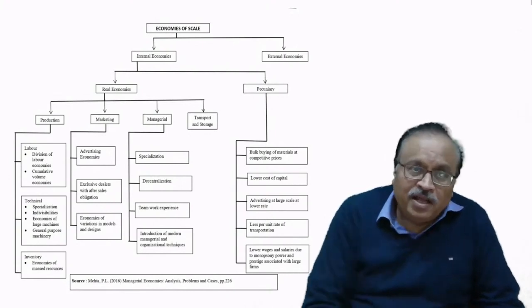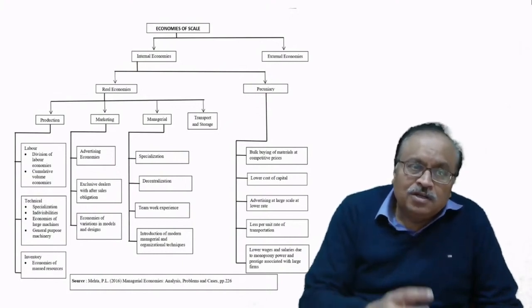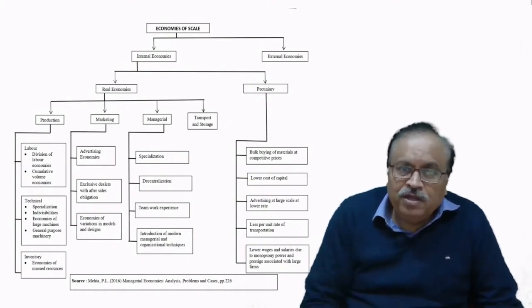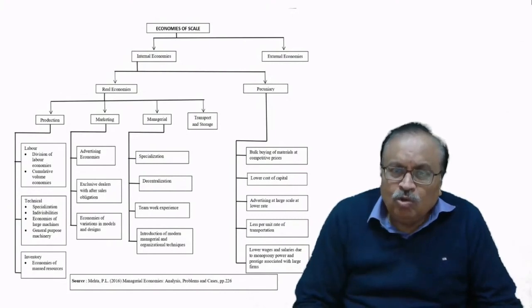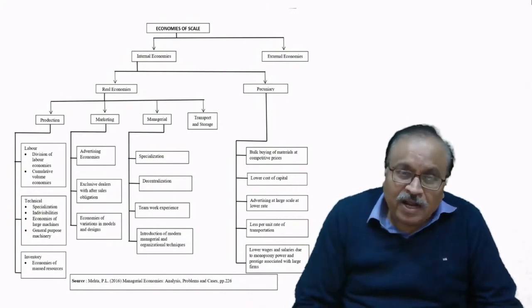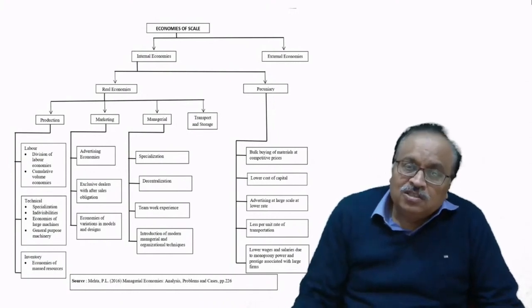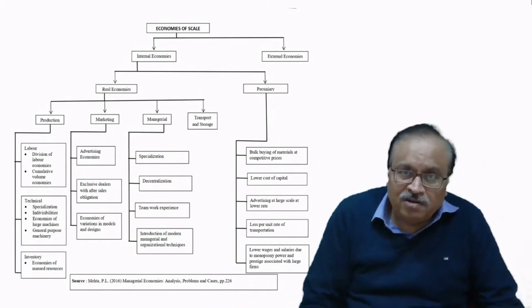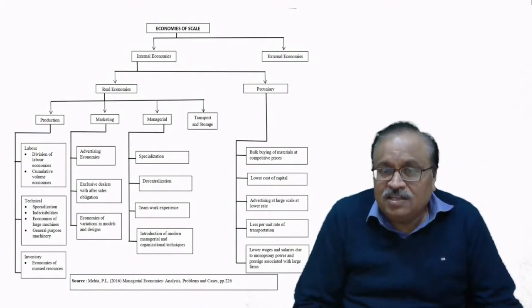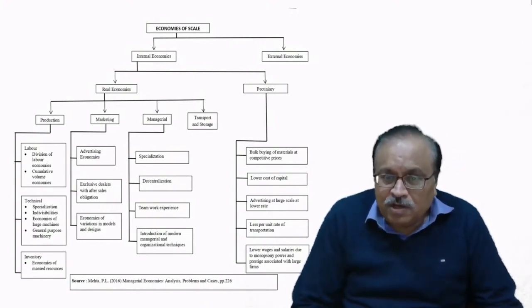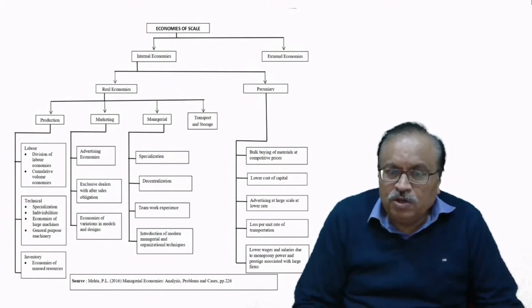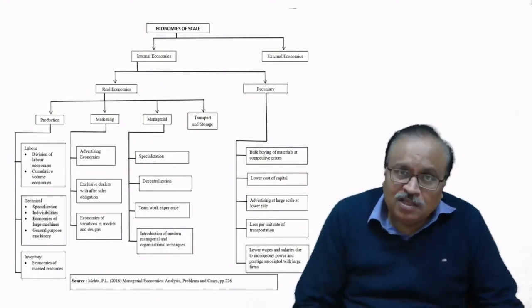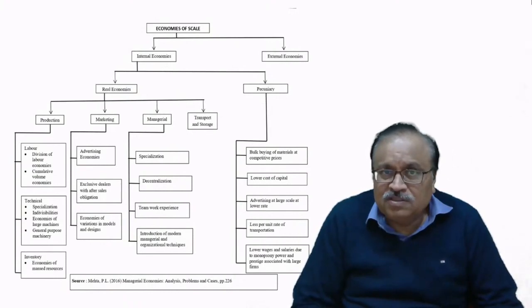There the decisions have to be taken so that the firms get the maximum benefit in terms of reducing the cost. And then there are pecuniary economies. Pecuniary means bulk buying materials at lower price, lower cost of capital. Lower cost of capital means raising money or finances through sources which charge less rate of interest, advertising at large scale at lower rate, less per unit of transportation, lower wages and salaries due to monopsonic power, and prestige associated with large firms. So this is how the economies of scale are being maintained.